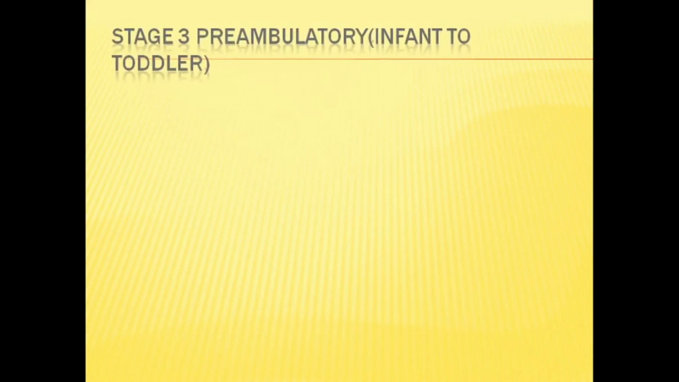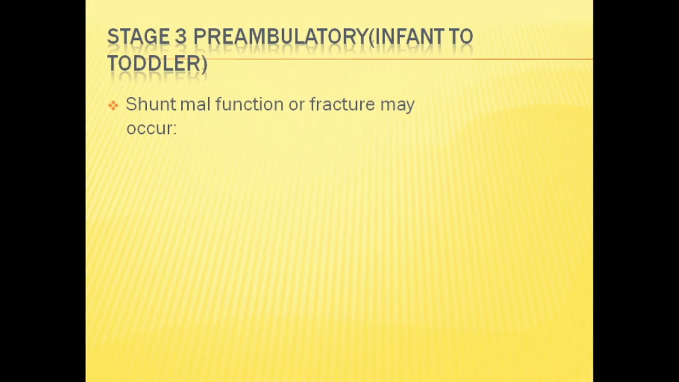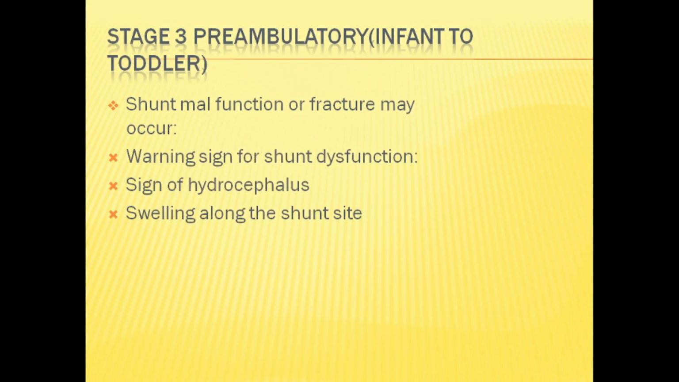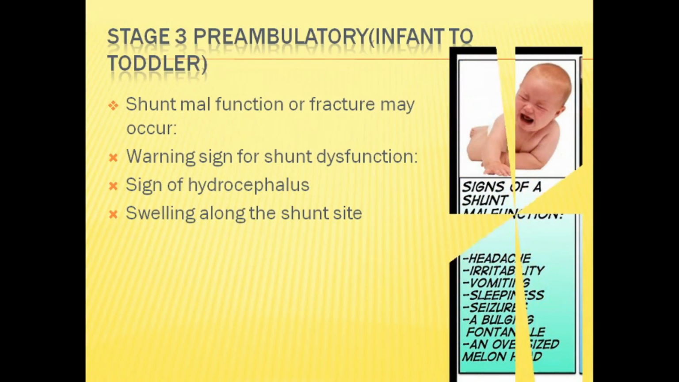Okay. Now in this stage, there might be chances of complications such as shunt malfunction or fracture. So here are some warning signs for shunt dysfunction. You can see the signs of hydrocephalus and swelling along the shunt side, such as headache, irritability, vomiting, sleepiness, seizures, bulging of the fontanelle, and increased head size, right?